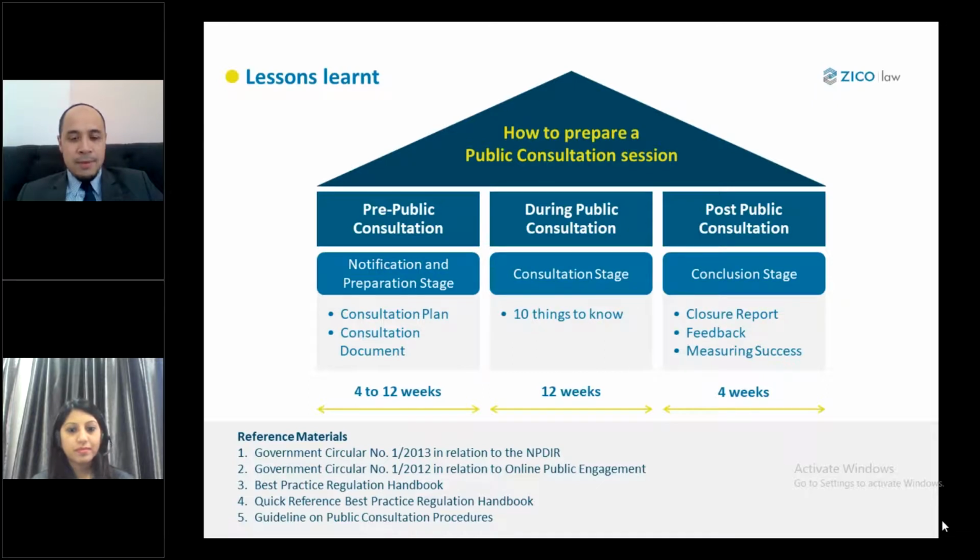At the middle part, we have the documents of consideration involved: the consultation plan, the consultation document, the 10 things to know, and later on the closure report, giving feedback and measuring success. And at the pillar, at the bottom, we have the timeline. Best practice should be 28 weeks, with various breakdowns for each section.